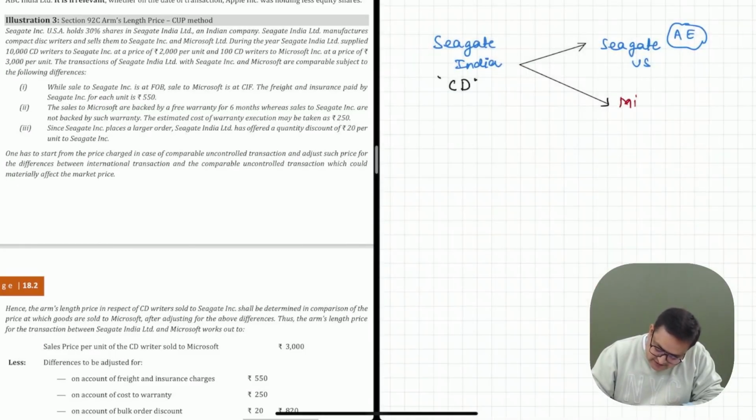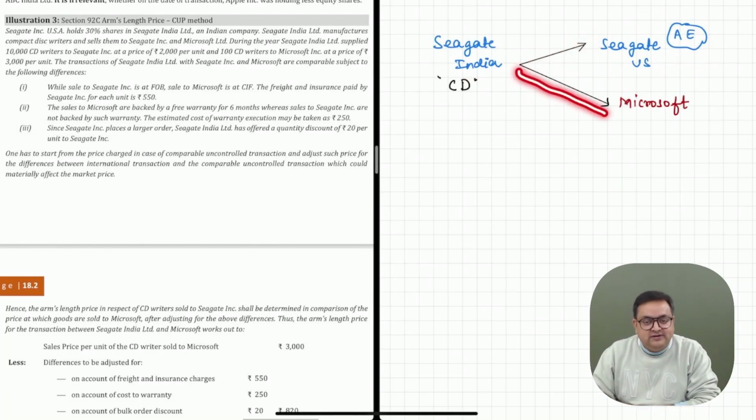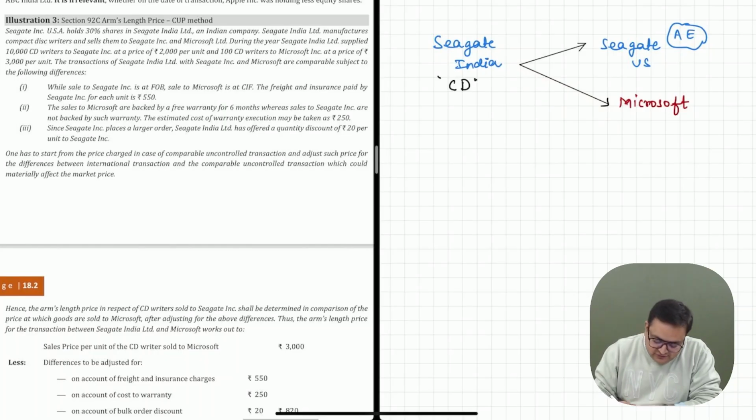Now, please tell me who is an associated enterprise. Sir, this one is an associated enterprise. So this transaction is a biased transaction, and we have to apply ALP. And this is an uncontrolled, unbiased transaction, so you have to take this as the base. This is actually the base which you have to take. Correct? Now, this is comparable.